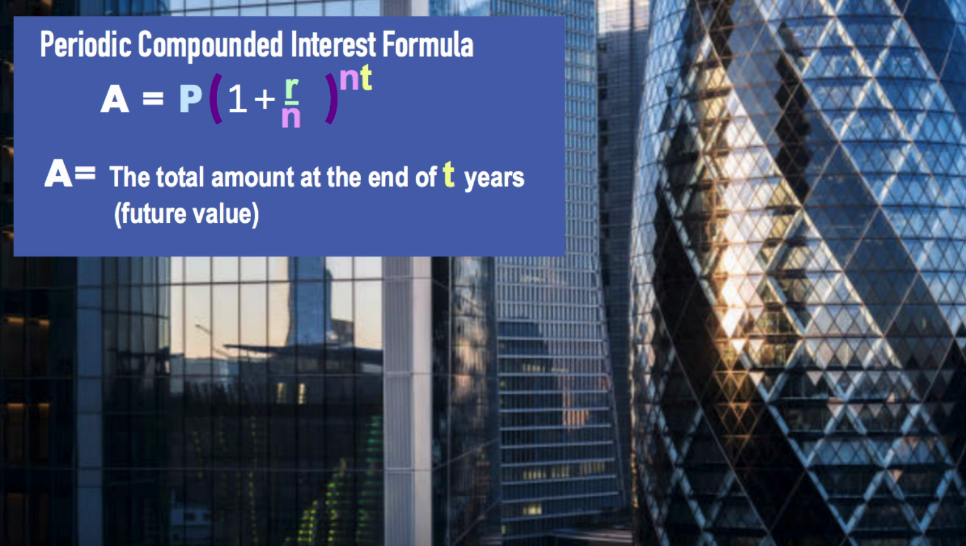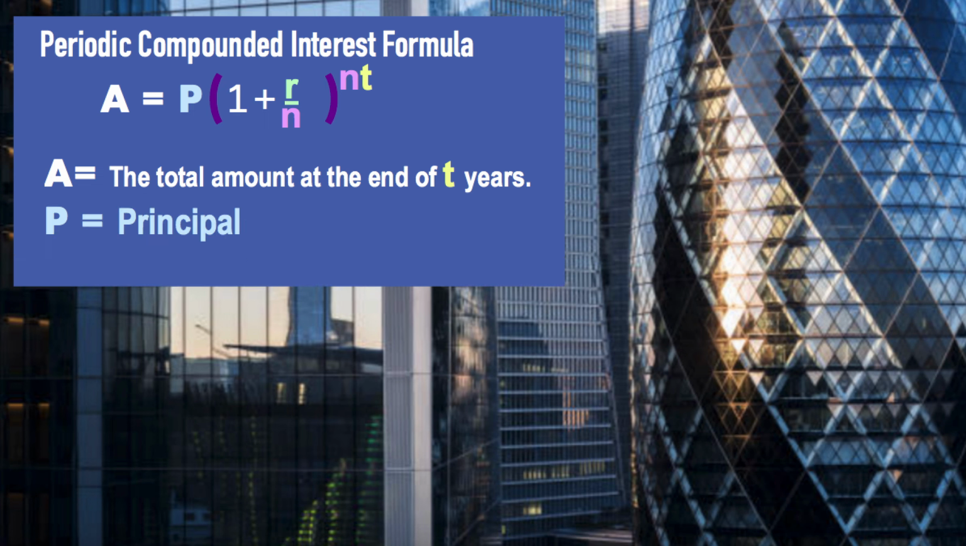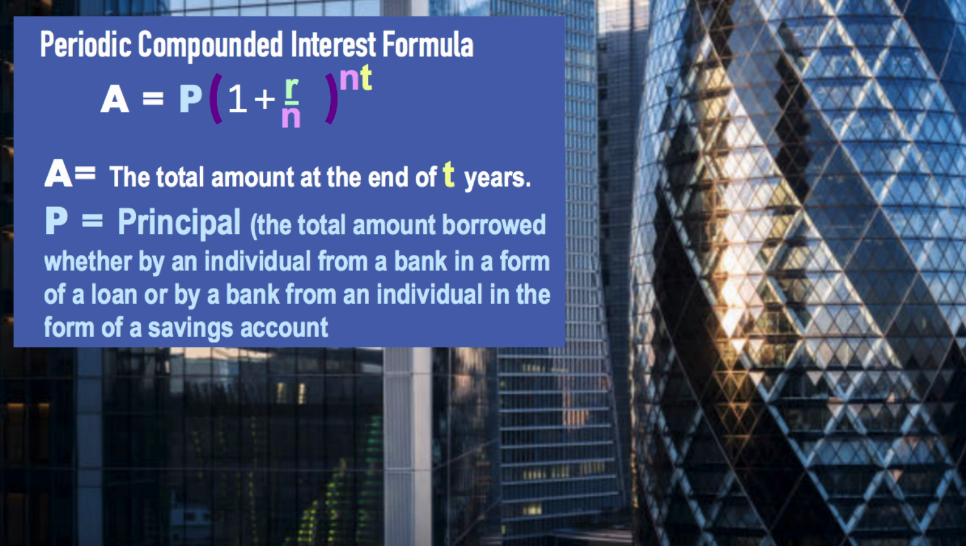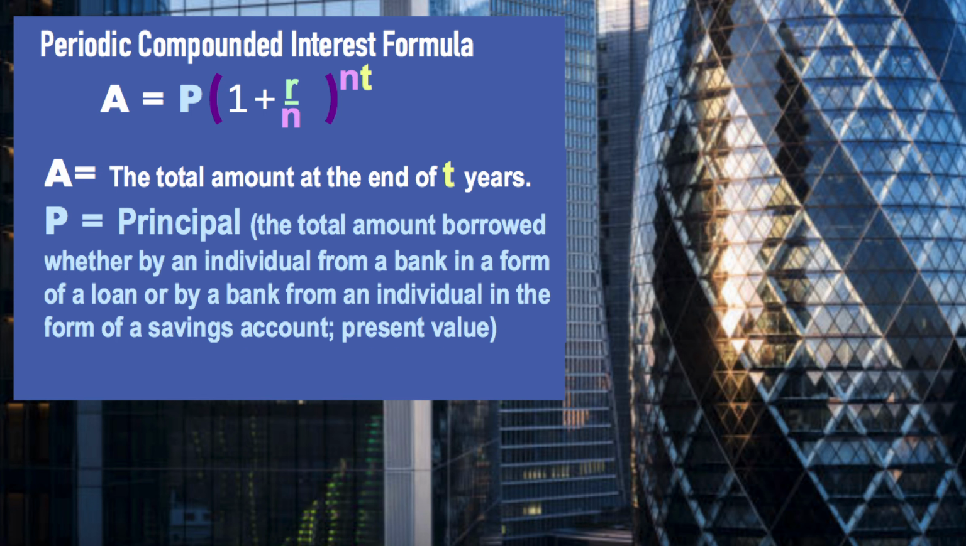A is the total amount at the end of t years, the future value. P is our principal, the total amount that we borrow, whether by an individual from a bank in the form of a loan, or by a bank from an individual in the form of a savings account. It's our present value.